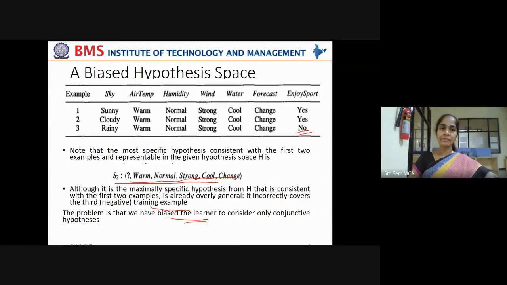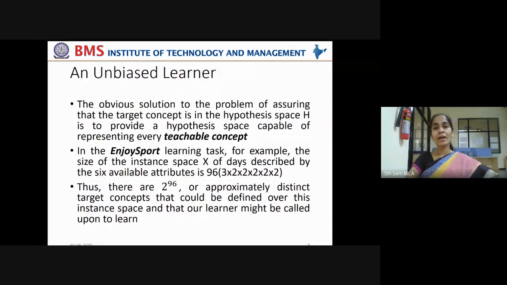Got it? Now, what is an unbiased learner? Okay, we understood that our learner is biased. Now, how to make it unbiased? Let's see. The obvious solution to the problem of assuring that the target concept is in the hypothesis space H is to provide a hypothesis space capable of representing every teachable concept, every possible concept, every possible combination.